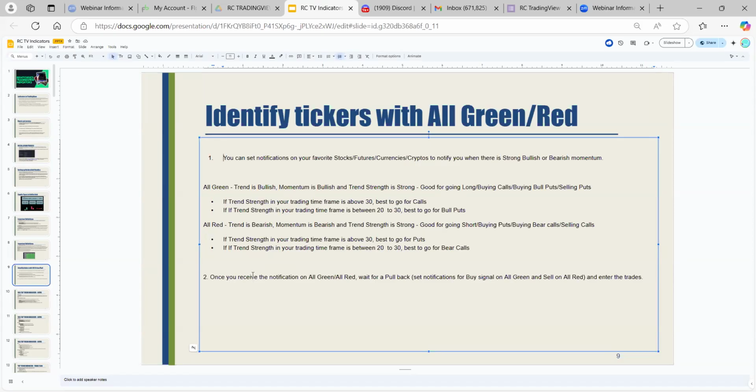So with options or stocks or futures, you can follow the same strategy, and then you can easily make nice profits. All you need is two simple steps. First, set notifications to tell you when it is all green or all red. Whenever you receive that notification, if it is all green, put a notification on the buy signal.